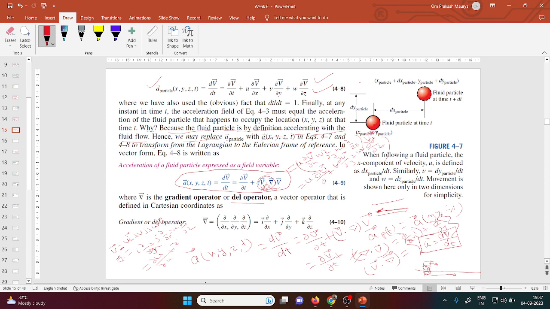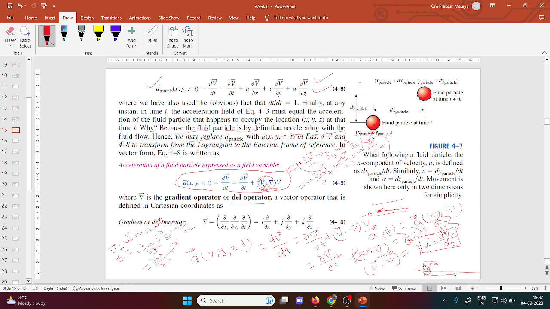Yes, your fluid particle is not behaving like a solid. Your solid is moving in a straight direction, but in the case of a fluid particle, this is not the case in practical situations. So what we do is track the particle and check the acceleration in the x direction, y direction, and z direction also. So how velocity changes with respect to x, with respect to y, with respect to z. This is the concept.